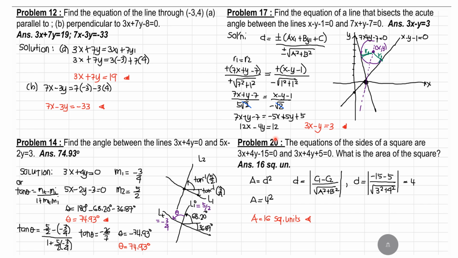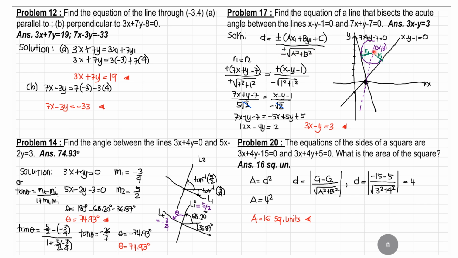74.93 degrees. 17. Find the equation of a line that bisects the acute angle between lines x minus y minus 1 equals 0 and 7x plus y minus 7 equals 0. So remember, distance from a point to a line is we put plus minus in the numerator, then ax1 plus by1 plus c all over plus minus in the radical denominator, square root of a squared plus b squared. The sign in the numerator is positive if the point lies above the line. The sign of the radical is the same sign as that of b.